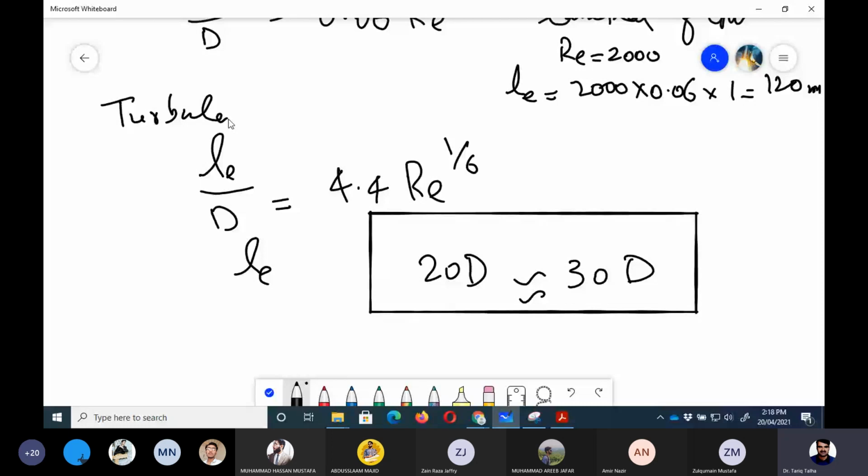So if the flow in a pipe is turbulent, then we can say that the initial 20 diameter of that pipe can be discarded as developing flow, and after that we can say that it is fully developed turbulent flow.